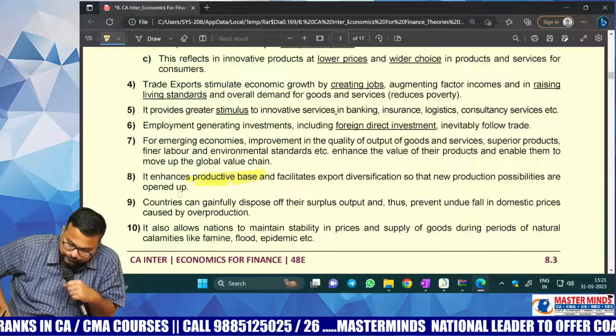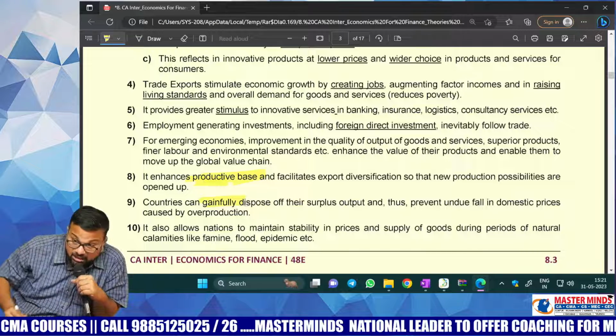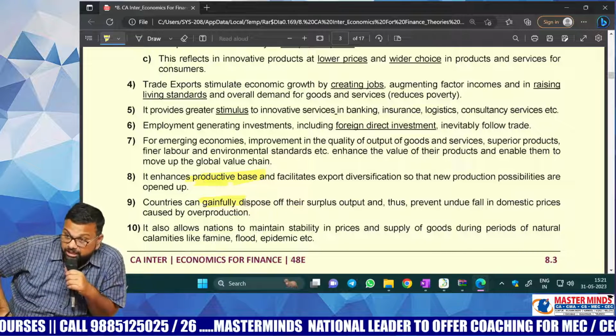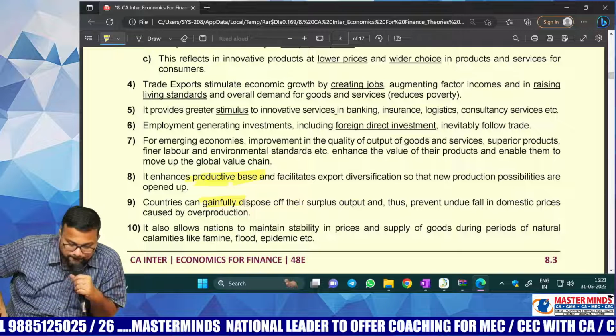Gainfully means profitably. Gainfully means profitably. Read it, Nano.